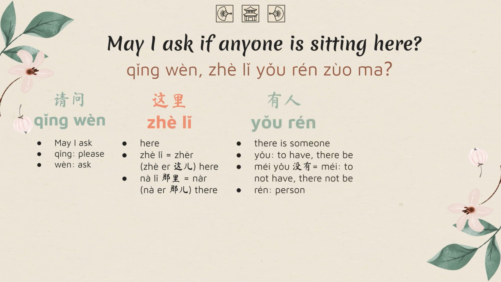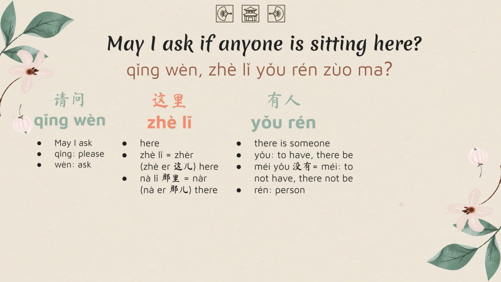有人 means there is somebody. 有人, 有 by itself means to have. For example, 我有苹果, I have apples. 苹果 means apples. But if there isn't a subject before 有, then 有 something could mean there is, there are, there was, there were. So here, 有人 means there is someone or there are people.